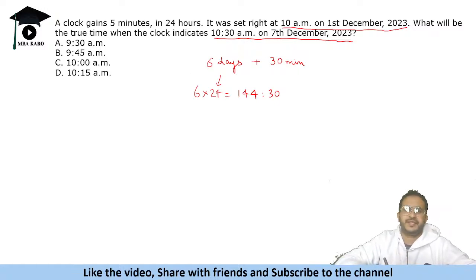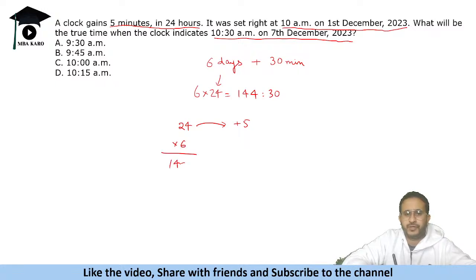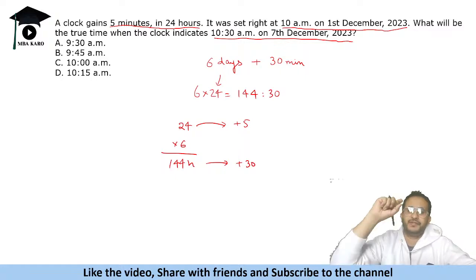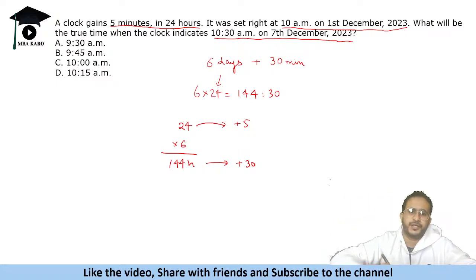Okay. Now it says the clock gains 5 minutes in 24 hours. So in 24 hours, it moves ahead by 5 minutes. Now we are seeing 6 days, isn't it? So in 24 hours, if you multiply by 6 in 144 hours, it will go ahead by 30 minutes because every 24 hours it is going ahead by 5 minutes. Okay, so in 144 hours it will go ahead by 30 minutes. Now this is the clock, it is showing 10:30, so it is already ahead by 30 minutes.